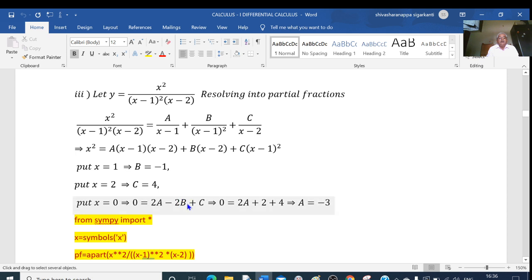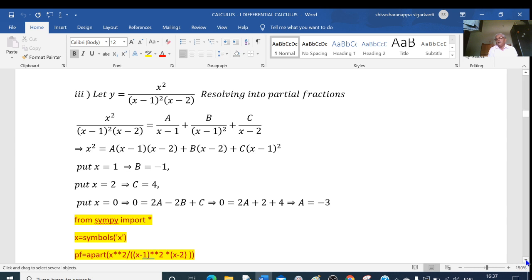Here if I put the value of b equal to minus 1, minus into minus plus 2, so this is plus 2, plus c value equal to 4. So that is here 2a plus 6 is equal to 0, or 2a equal to minus 6, or a equal to minus 3. These are the values of a, b, c: a equal to minus 3, b equal to minus 1, c equal to 4.